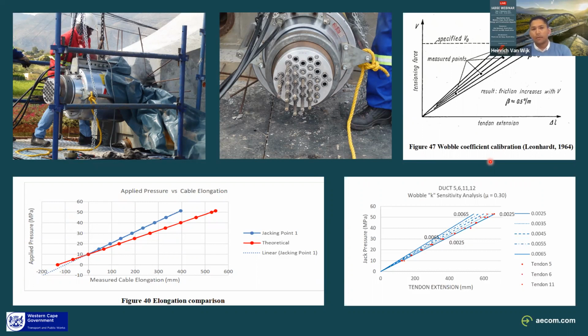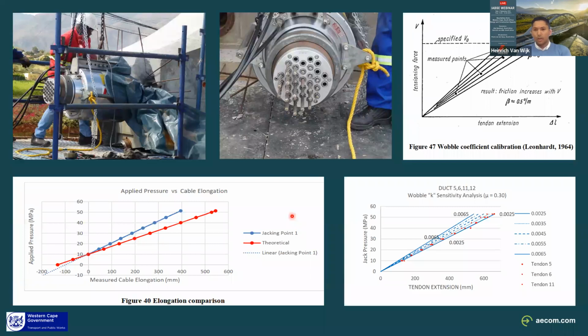But what we found with these cables is that the extensions were less than anticipated. So just as an illustration, we show the graph of what we calculated. We were expecting about 500 plus millimeters of elongation. And when we measured it on site, the elongation was still linear, but significantly less than what we had in our design.